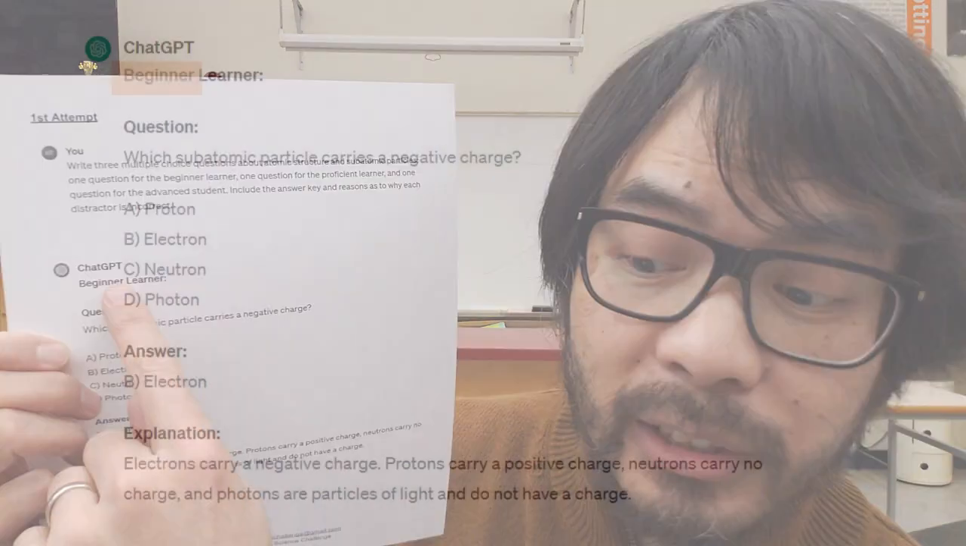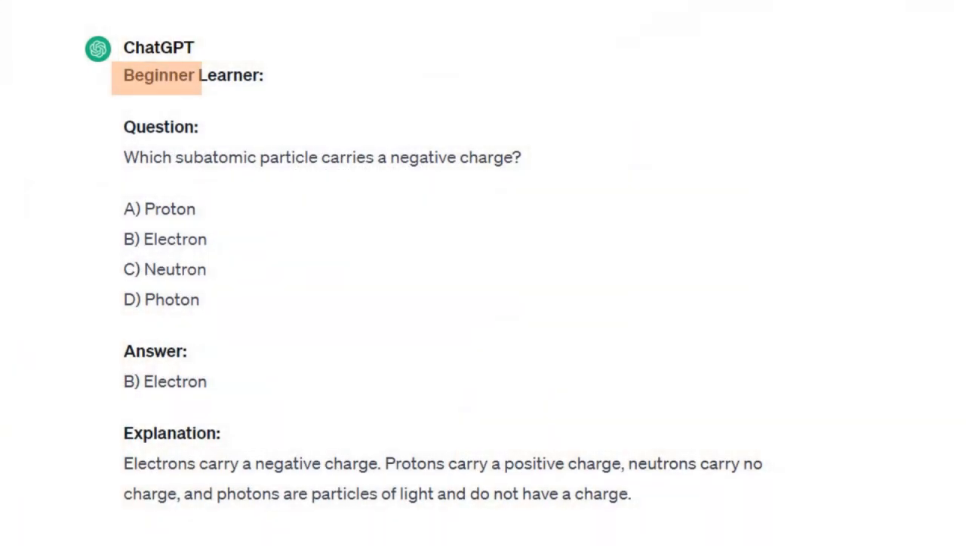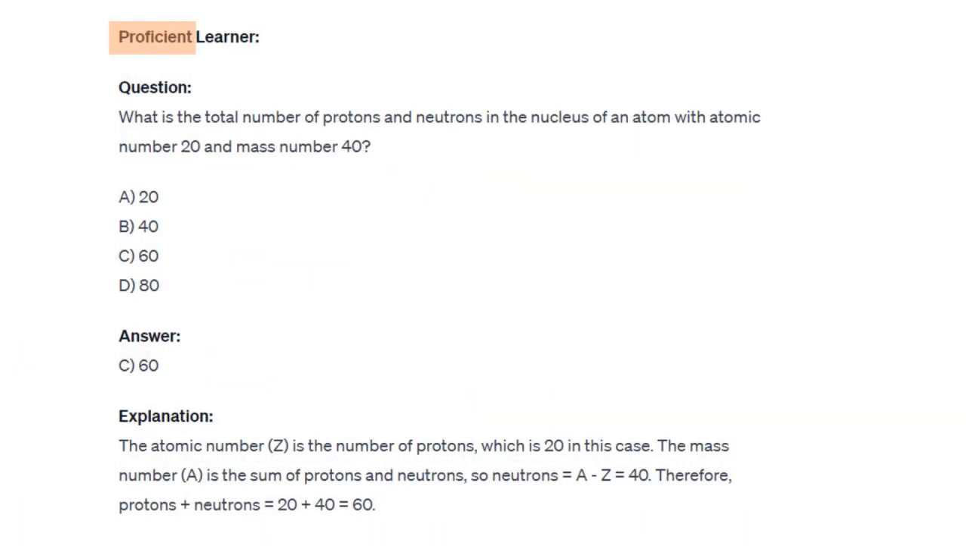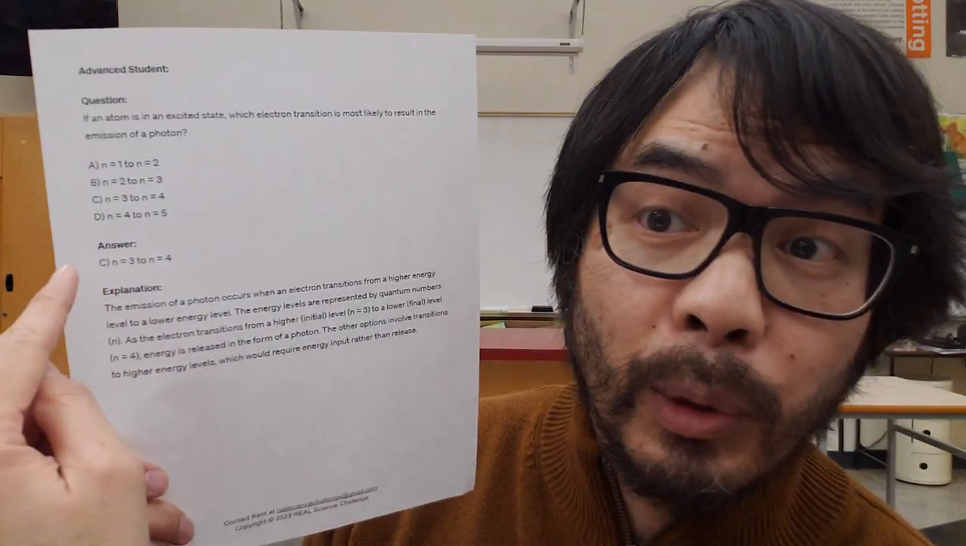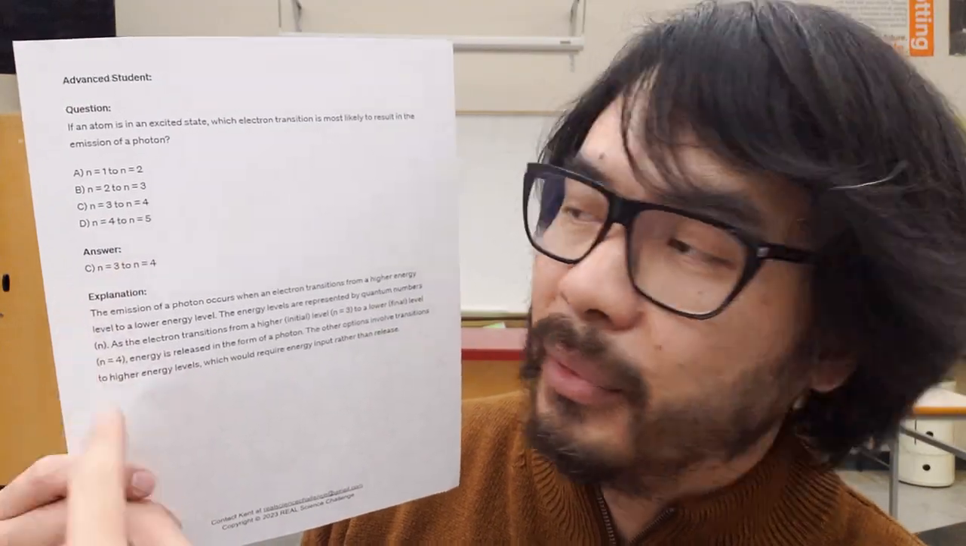First impressions. I'm actually pleasantly surprised. There's a logical progression, nice separation. Here's the beginner learner question, okay? Over here is the proficient learner question, and here we have the advanced learner question. All right, there's also, as it requested, answer keys on the bottom. Okay, distractors appear all plausible, and they also have an explanation as to why each distractor was wrong.